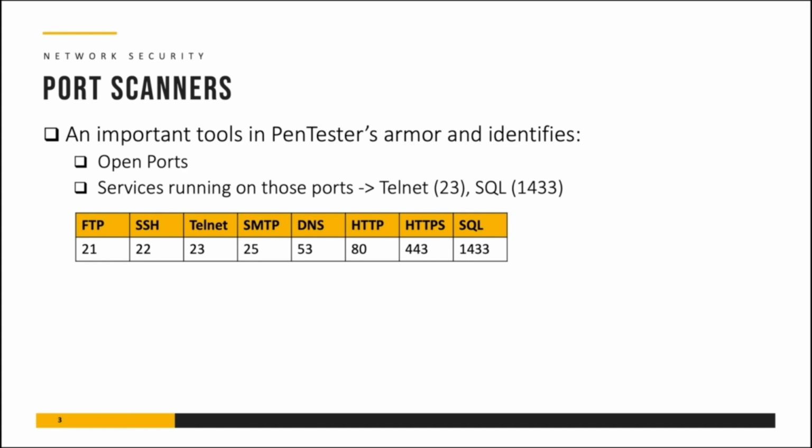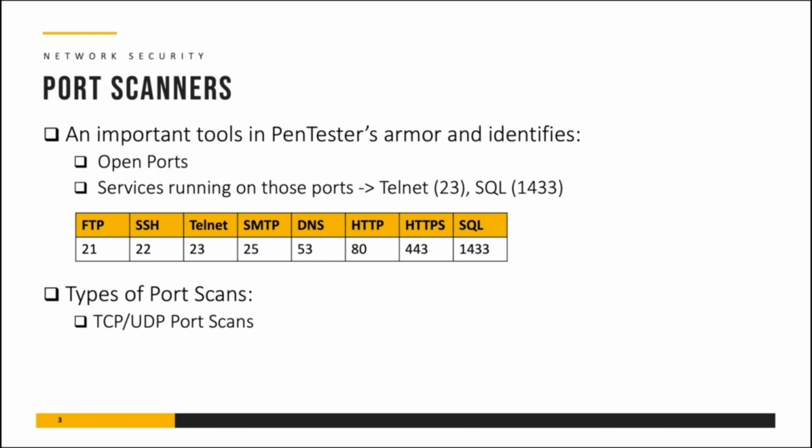So FTP runs on port 21, SSH, the secure shell, always uses port 22, Telnet, which is a very weak protocol and transmits data in plain text, runs on port 23, SMTP runs on port 25, the domain name system runs on port 53, HTTP, the protocol used for web browsing, and an insecure protocol because it transmits data in plain text, runs on port 80. The secure version, that is HTTPS, runs on port 443, and SQL runs on port 1433, and so on. So all of these are standardized ports.